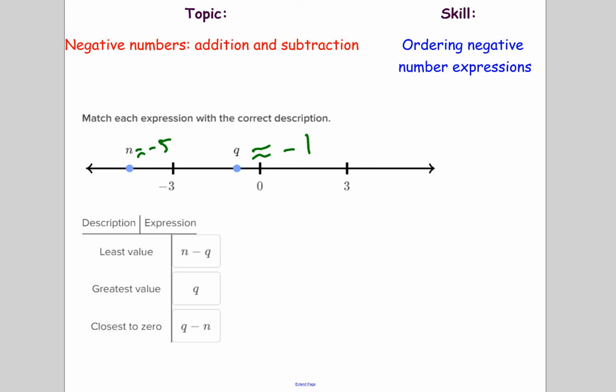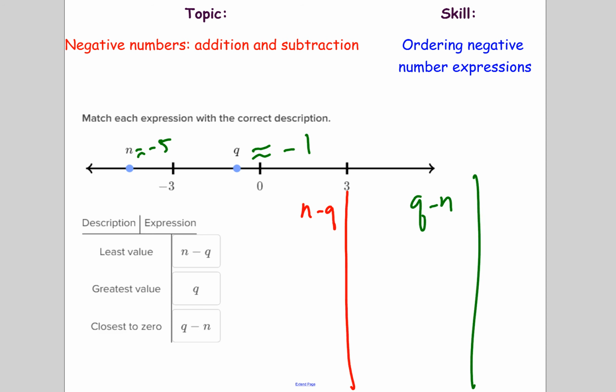Right? So let's talk about, I'm going to do them just kind of keep my work separate. That's going to be N minus Q. I'm going to do that here in red. I don't need to do any work for Q, it's just itself. So for Q minus N, I'm going to do that work in green over here. All right, so let's do N minus Q. N is negative 5, forget the 0, so negative 5 minus Q is negative 1. So negative 5 minus negative 1 is negative 5 plus 1, that double negative, so that's negative 4.